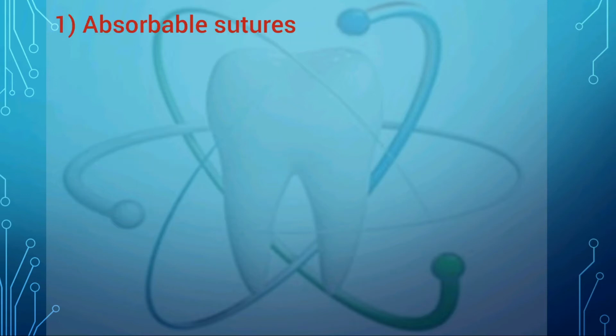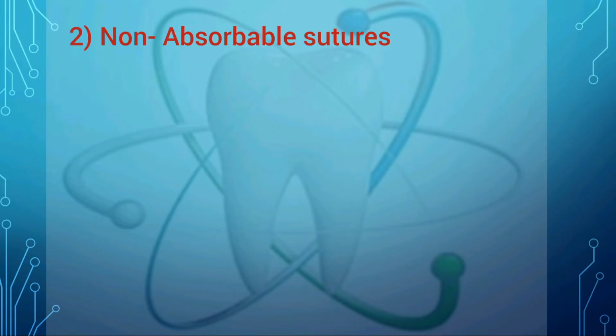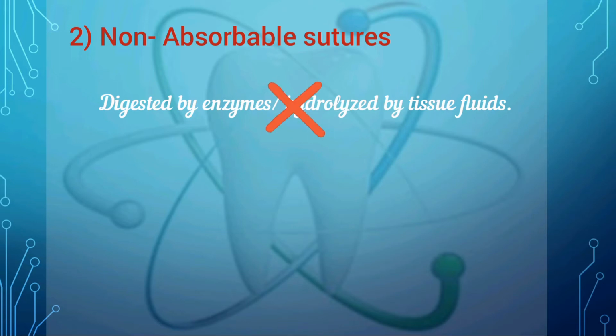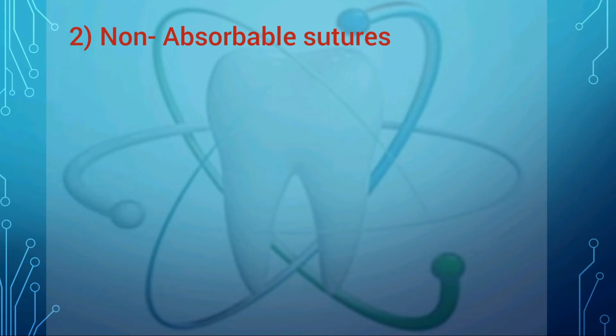The suture materials that are digested by the body enzymes or are hydrolyzed by tissue fluids are absorbable, and they are further divided into natural and synthetic types. The non-absorbable sutures cannot be digested by the tissue enzymes. They can also be further classified into natural, metallic and synthetic types, and monofilament and multifilament types.